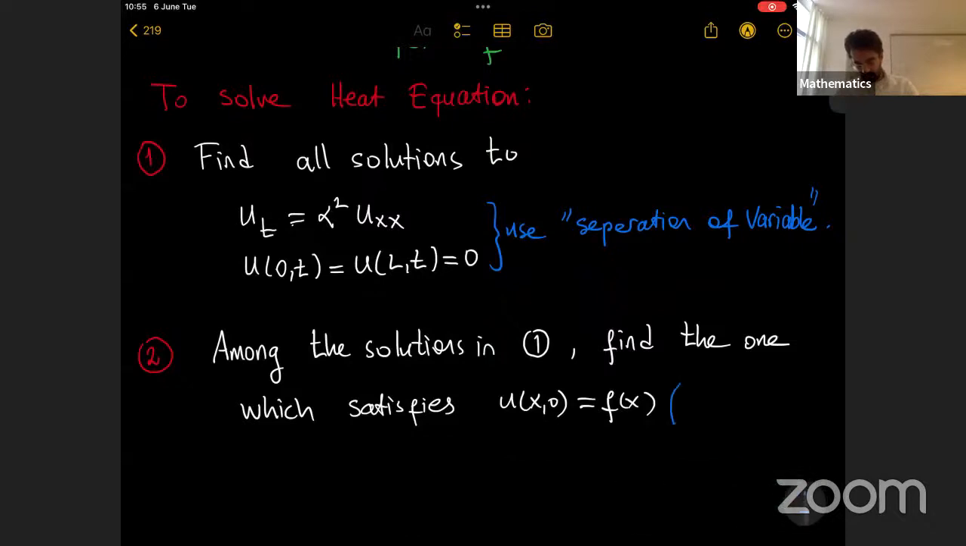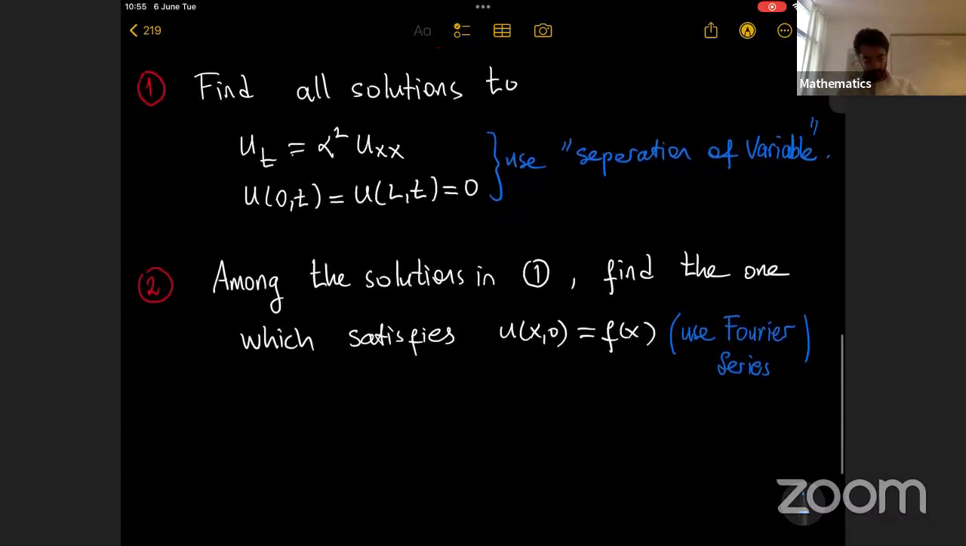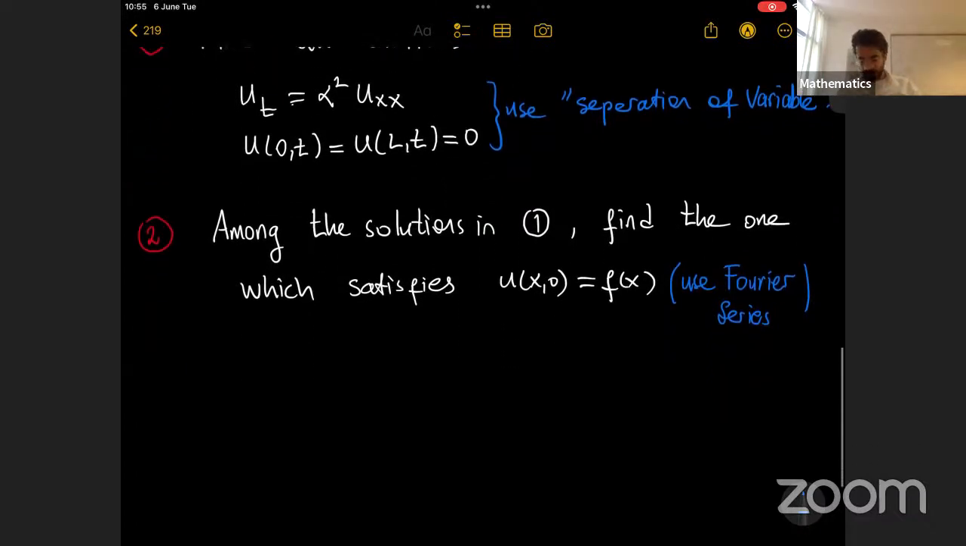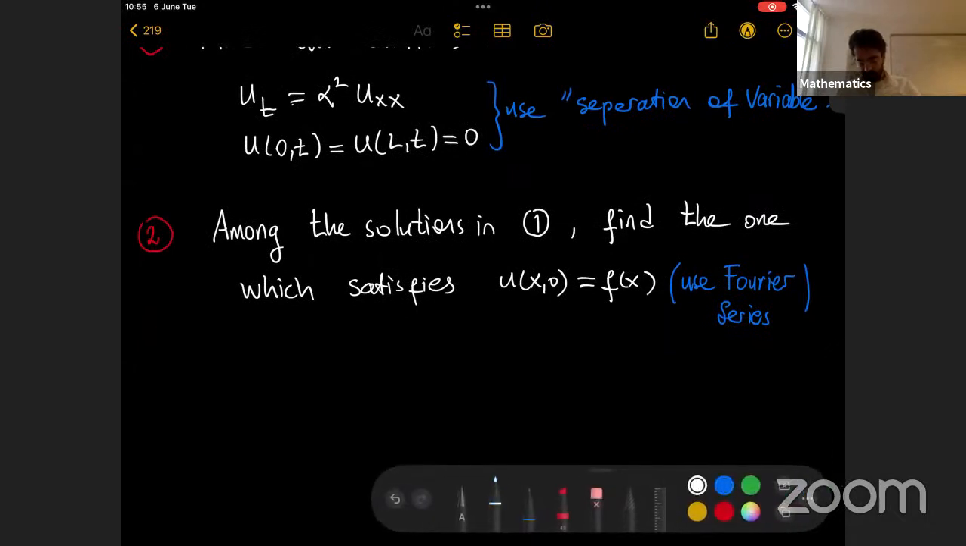Use Fourier series. Remember, last time we talked about Fourier series, and we know how to find the Fourier series of a function, and using the idea of this, we will find the solution of this equation. Okay, so let's talk about the separation of variables first.